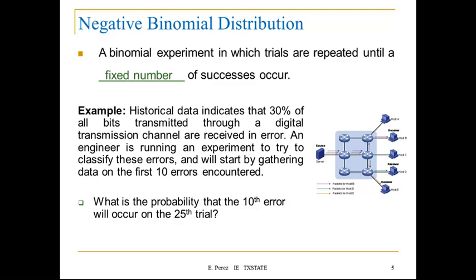So for example, let's say historical data indicates that 30% of all the bits transmitted through a digital transmission channel are receiving error. An engineer is running an experiment to try to classify these errors, and will start by gathering data on the first 10 errors encountered. Okay, so what is the probability that the 10th error will occur on the 25th trial? That's the type of question that we can answer using the negative binomial distribution.